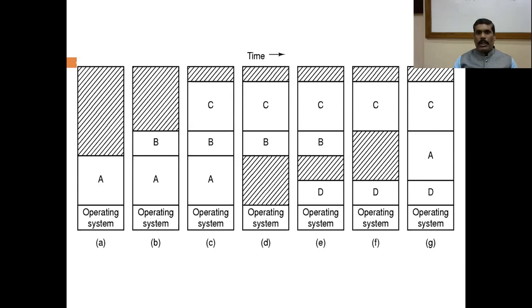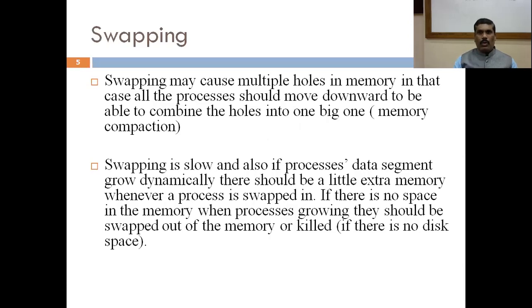So it shows that every time the number of partitions in the memory is different, they are variable in size, and every time the process cannot be loaded at the same memory location, but can change its location in the memory. Swapping may cause multiple holes in the memory, and these holes are not sufficient to load new incoming processes. So we combine the holes into one big one by moving the holes to one side of the memory and the processes to the other side. That is known as memory compaction.